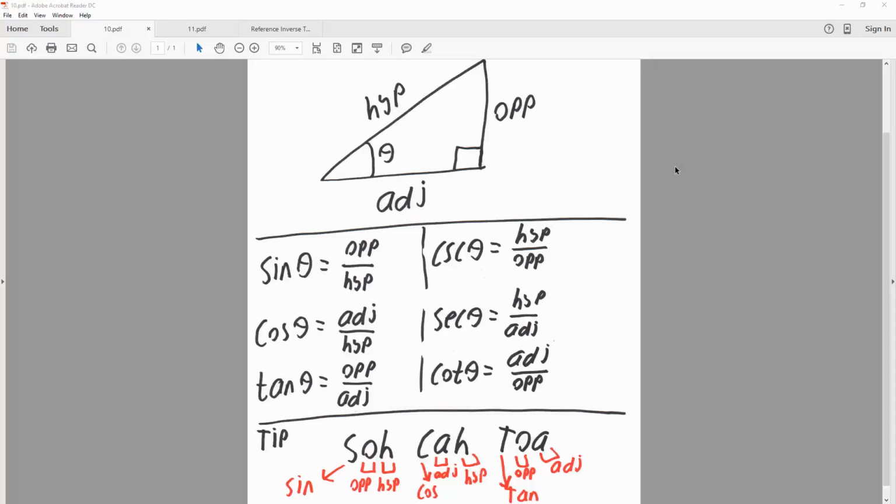Okay, in this video, we will go over the reference of trig functions. And so we have a nice triangle here. It's a right triangle. And our angle is going to be from here. And just a couple of terminology.